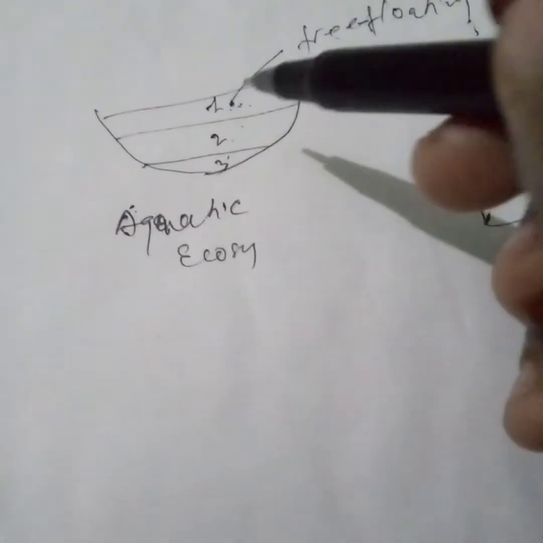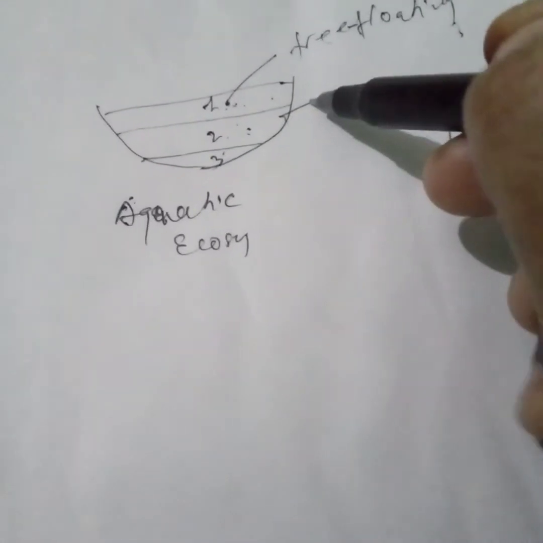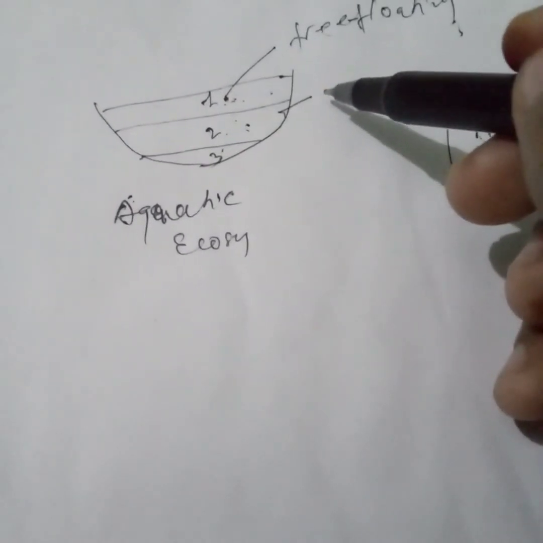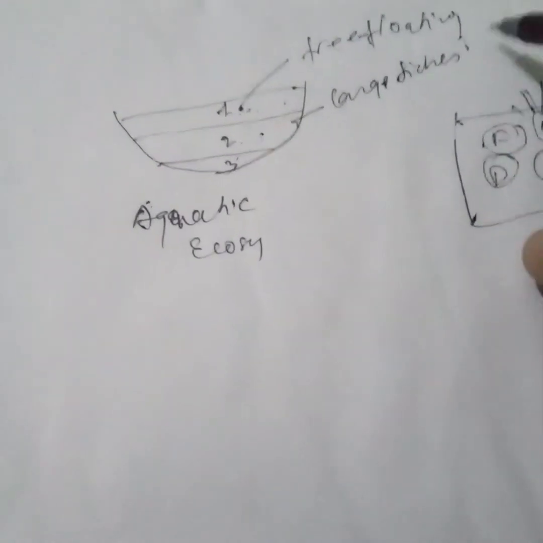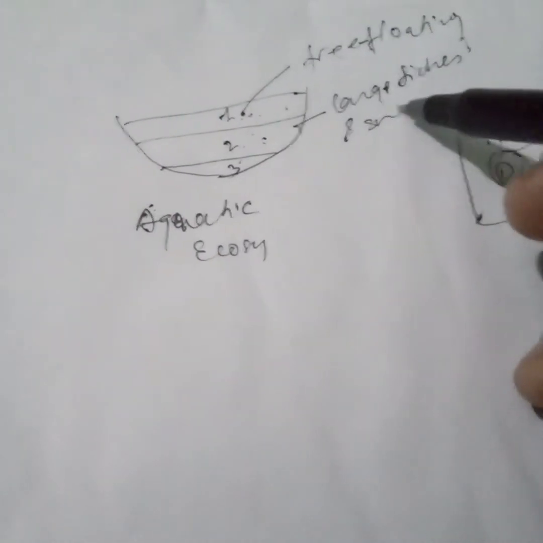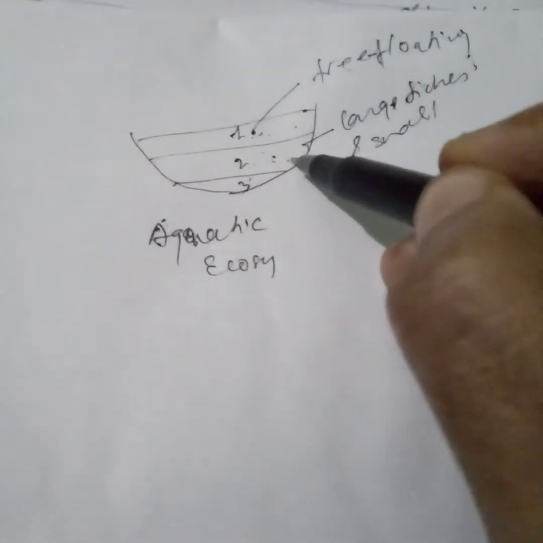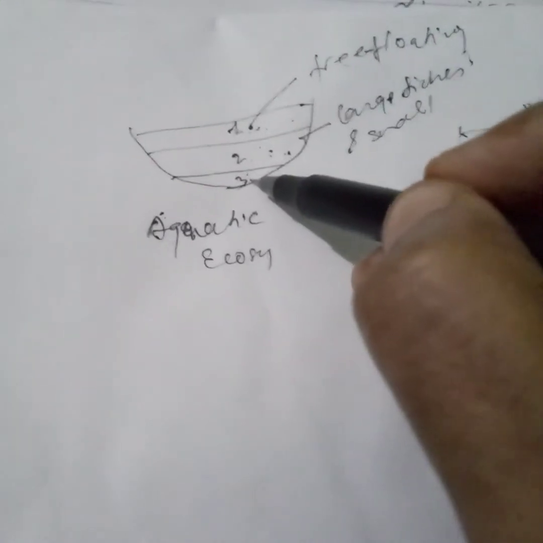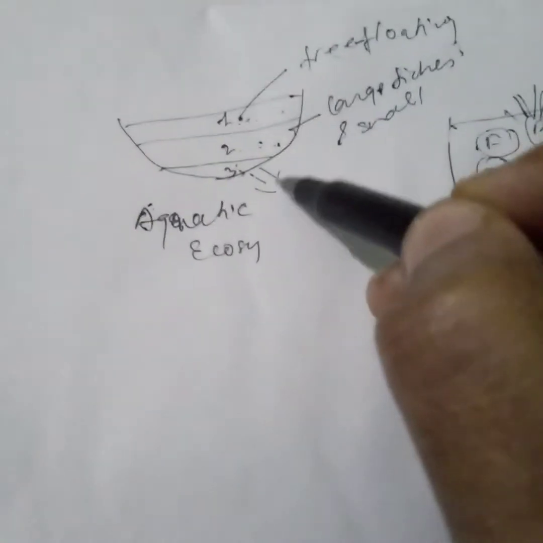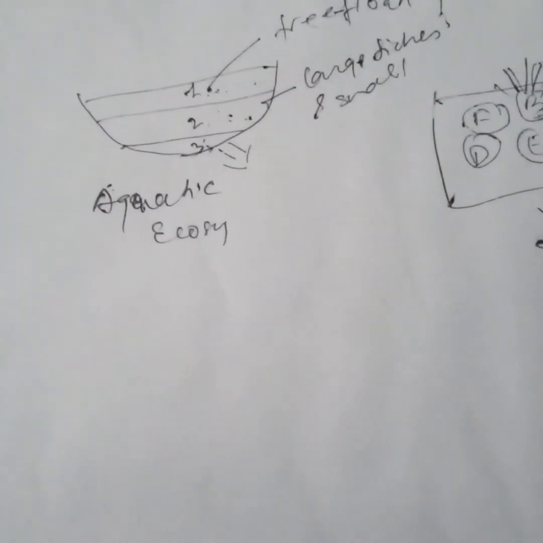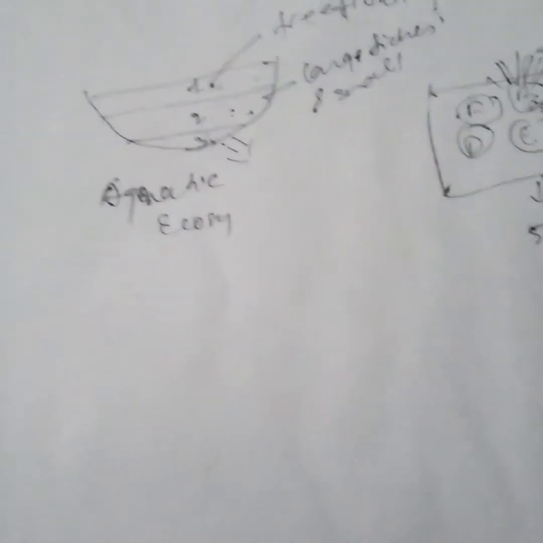But the middle trophic level contains various kinds of large fishes and small fishes. They live together in the middle trophic level. Clear? Now at the base of this ecosystem, that is the third trophic level, it includes various kinds of sponges, coral reefs, and other such kinds of species.